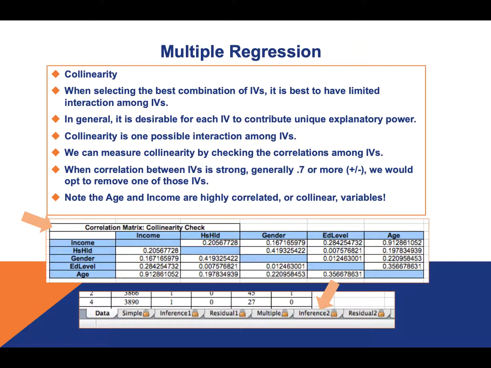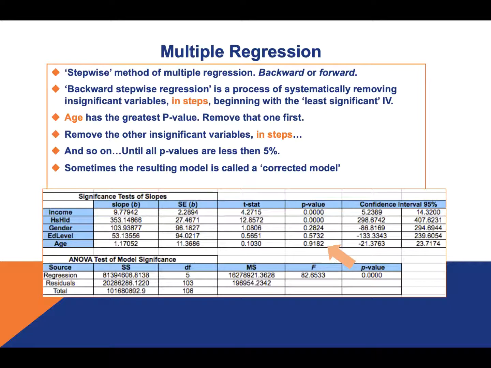Below, we could see the correlation matrix, and we note that age and income are highly correlated, with a correlation coefficient of R equals 0.912. Therefore, we would make a decision to remove either age or income from our multiple regression model. A very popular method for helping us select the best combination of independent variables is known as the stepwise method of multiple regression. And stepwise could either be run forward or backward.